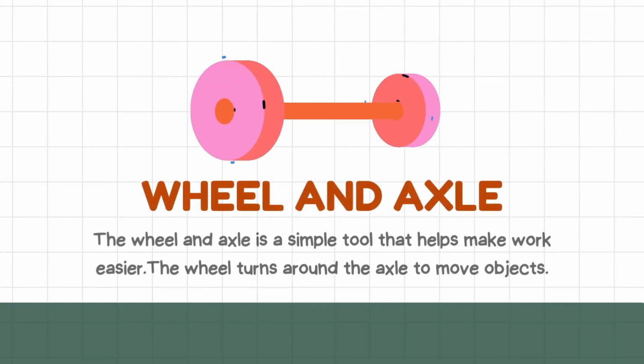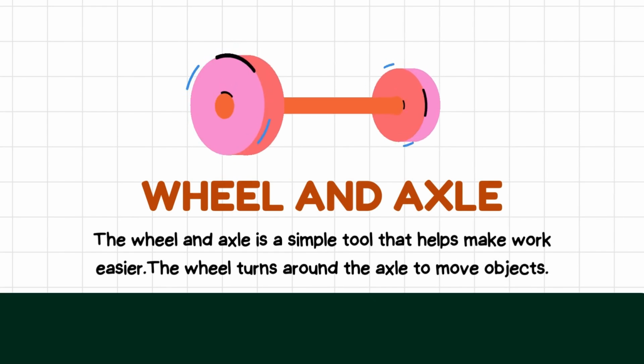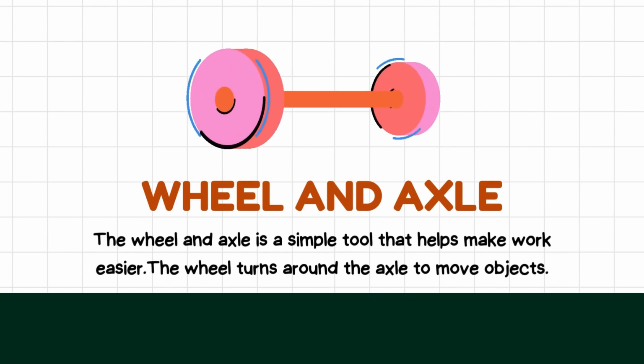Wheel and axle. The wheel and axle is a simple tool that helps make work easier. The wheel turns around the axle to move objects.